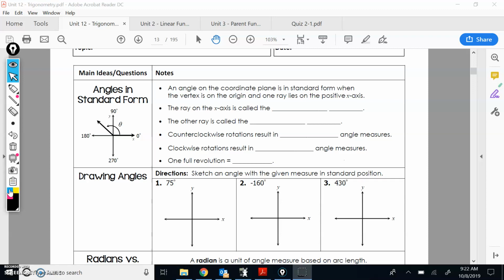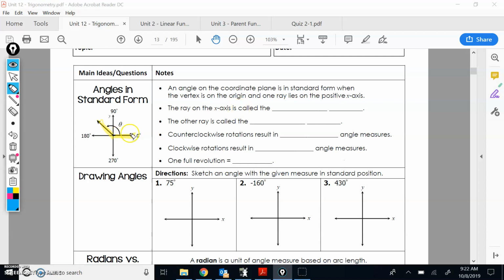Guys, today's video is on angles, reference angles, and also coterminal angles. Let's go over some vocab on how to graph an angle. When you have an angle like this, it starts with one side and it ends at another side, basically two rays together.